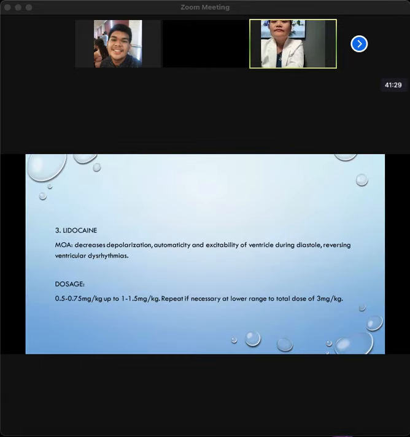And the last one is your lidocaine. Again, it decreases depolarization, automaticity, and excitability of your ventricle during diastole, reversing your ventricular dysrhythmias. And the dosage is 0.5 to 0.75 milligram per kilogram up to 1 to 1.5 milligram per kilogram. Okay?